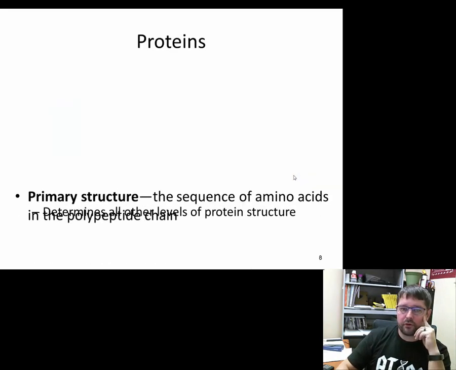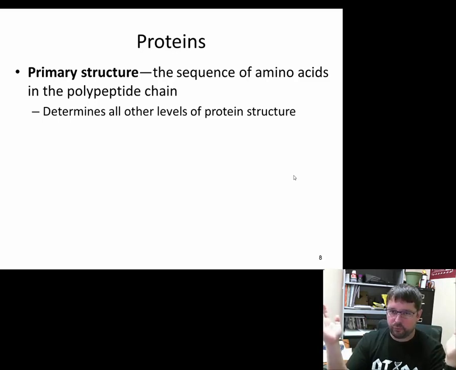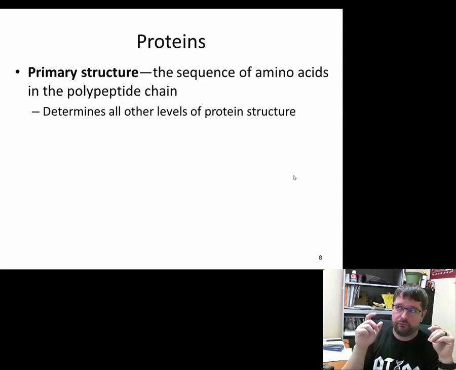Doesn't really matter. So, proteins. Let's go through those structures again. If it's a primary structure, it's an amino acid sequence, what we call a polypeptide chain. Now, like I said, this is determined by the DNA of the organism, and any change in the DNA, at least any change in the gene region of the DNA, will result in a different primary structure. So this determines all the other levels of protein structure.